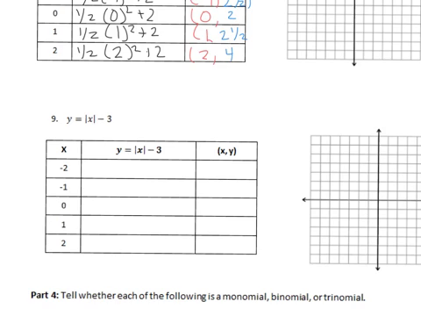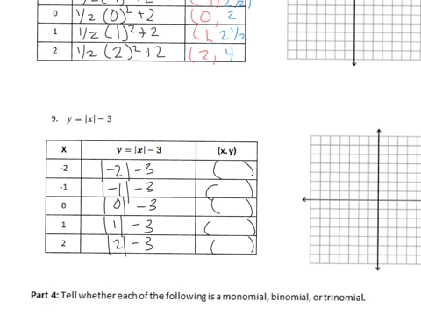So again, I'm going to plug in the absolute value of negative 2 minus 3, absolute value of negative 1 minus 3, absolute value of 0 minus 3, absolute value of 1 minus 3, absolute value of 2 minus 3. So my x's are going to be negative 2, negative 1, 0, 1, 2. And then my y's are going to be negative 1, negative 2, negative 3, negative 2, and negative 1. Remember, when you take the absolute value, this turns into a positive. So it's 2 minus 3, 1 minus 3.